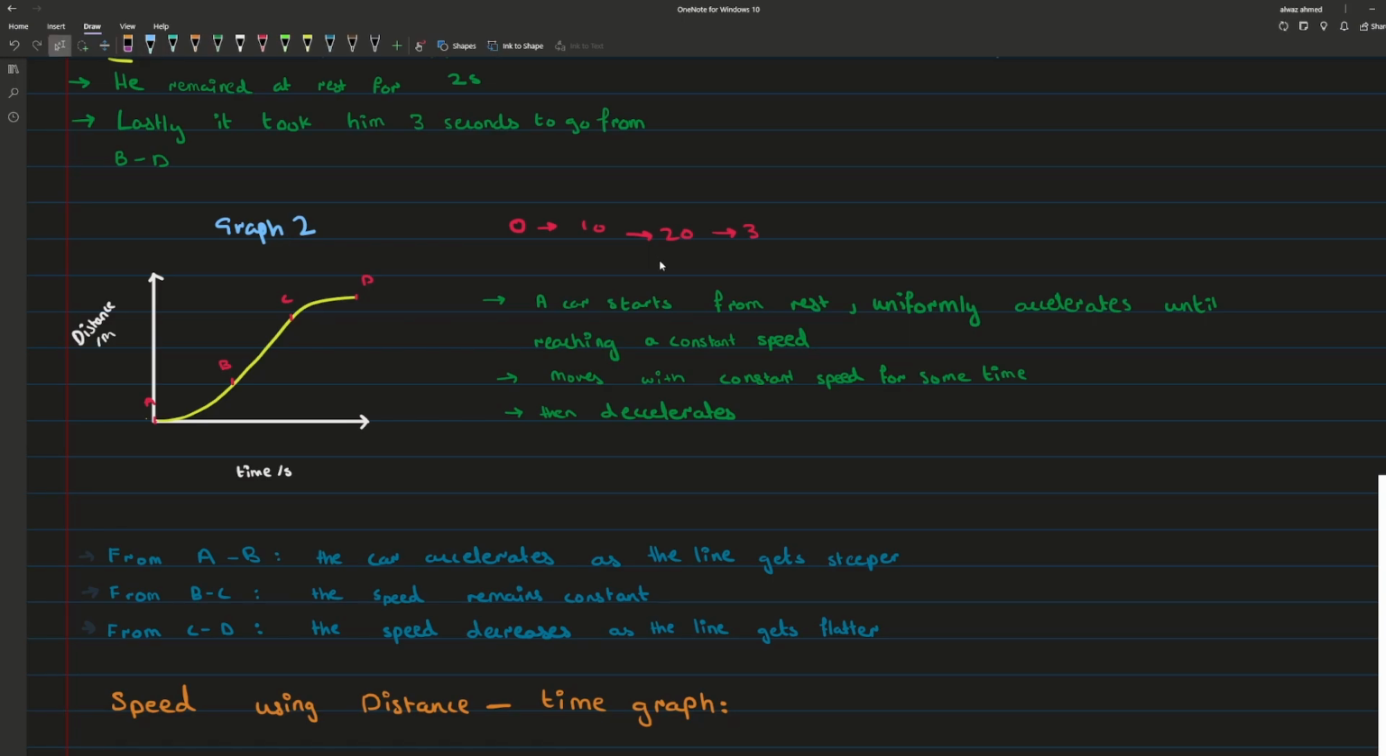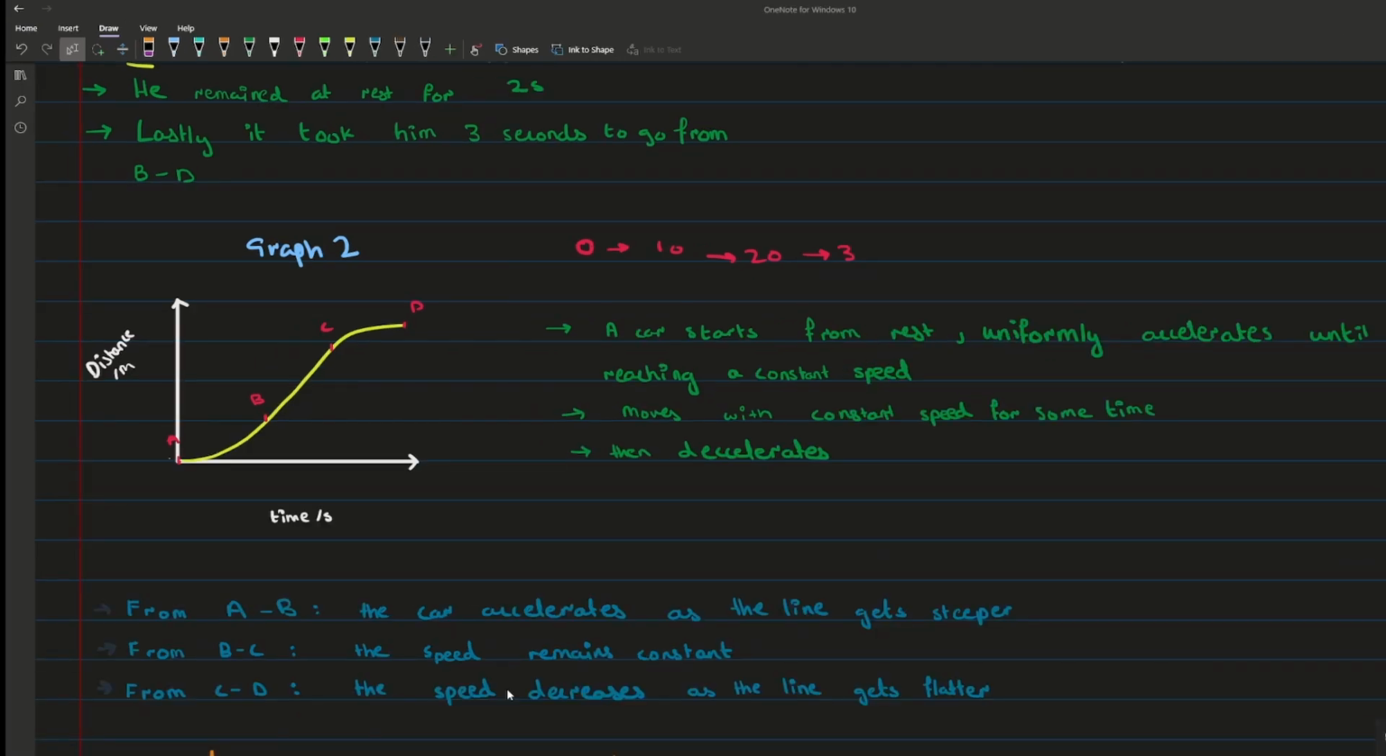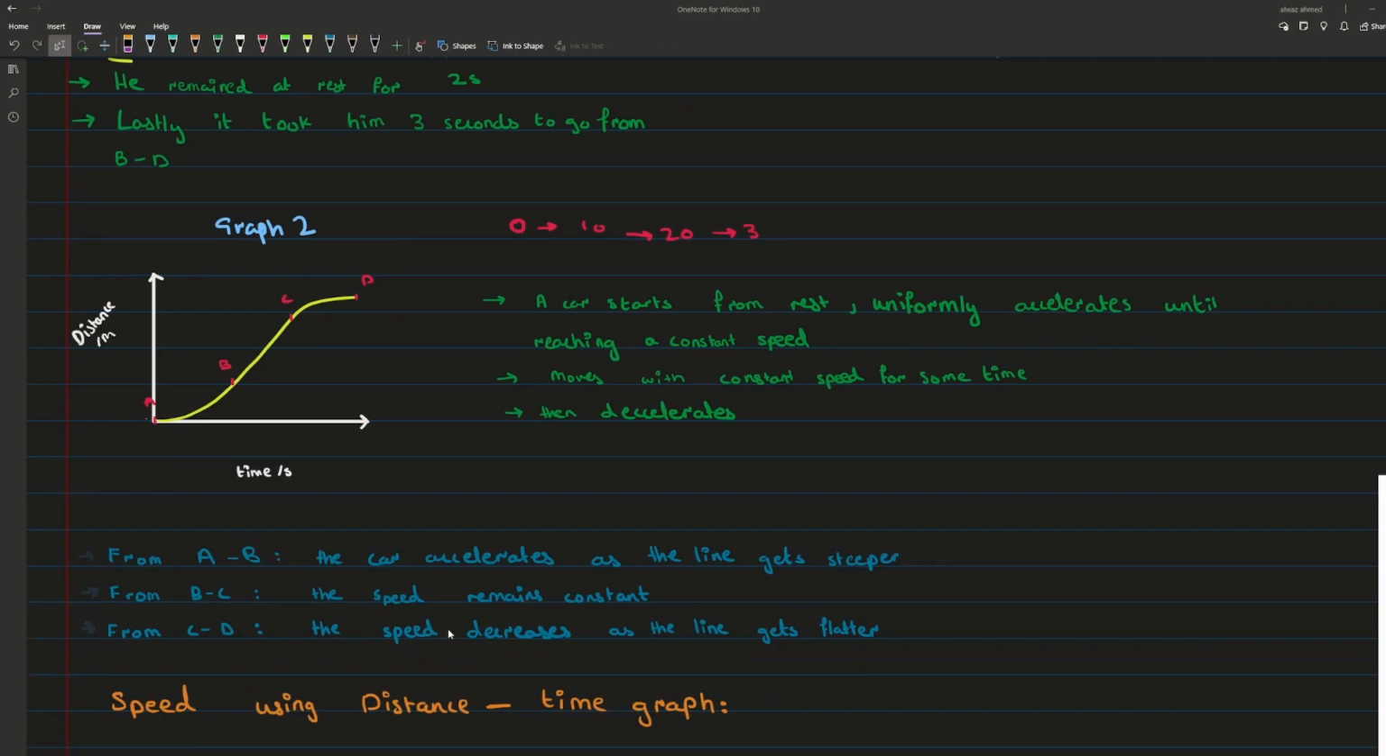The point says that a car starts from rest, uniformly accelerates until reaching a constant speed. It then moves with a constant speed for some time, and then lastly it decelerates. Okay, so let's try to understand the first portion, A to B. The pointer below says from A to B the car accelerates as the line gets steeper. So let's try to understand why does the line get steeper when the car accelerates.